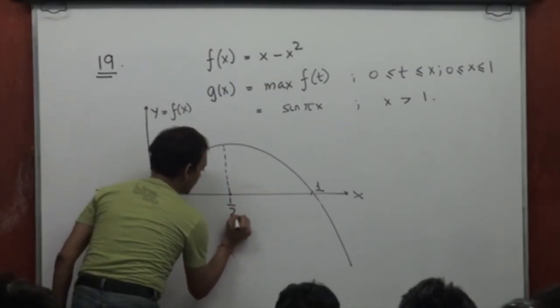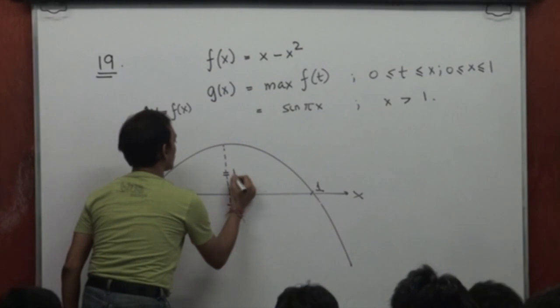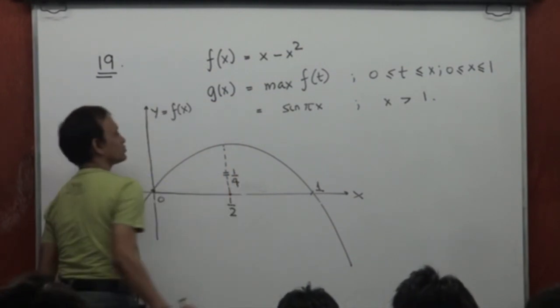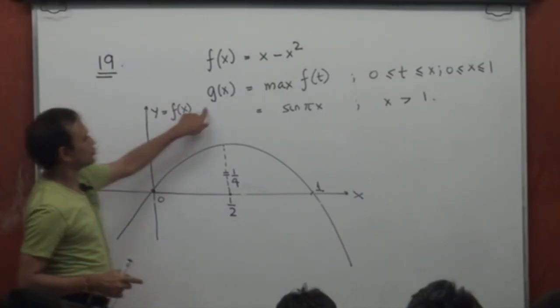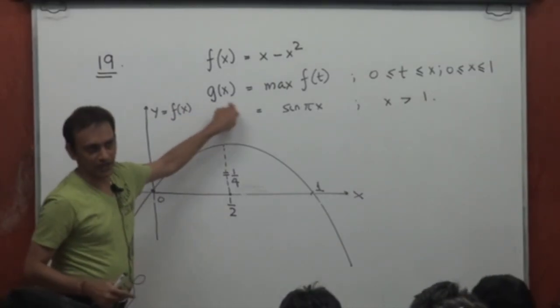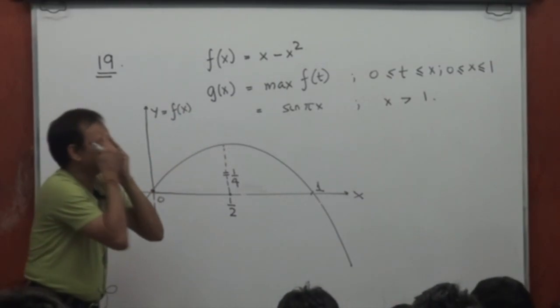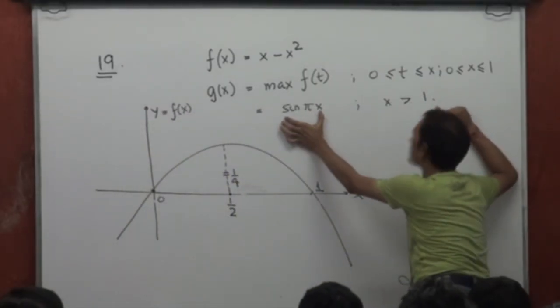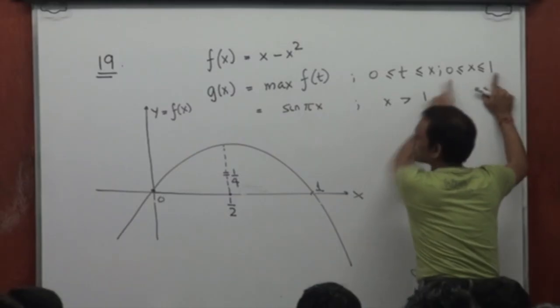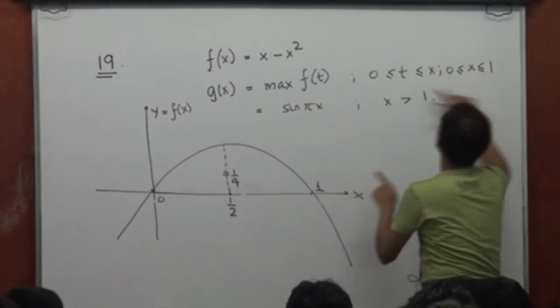At x equal to half, it becomes 1/4. So this is the graph of f(x), right? And we want to check on the graph of g(x). For x greater than 1, it simply goes as sine pi x. We need to know how g(x) goes from 0 to 1.